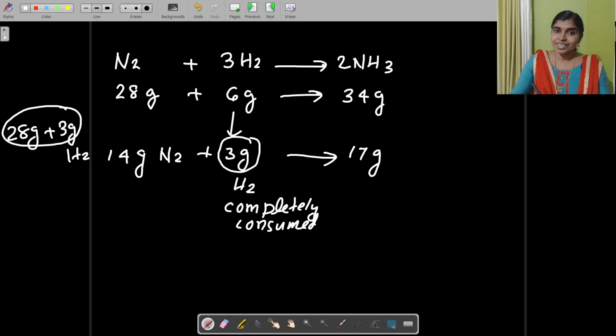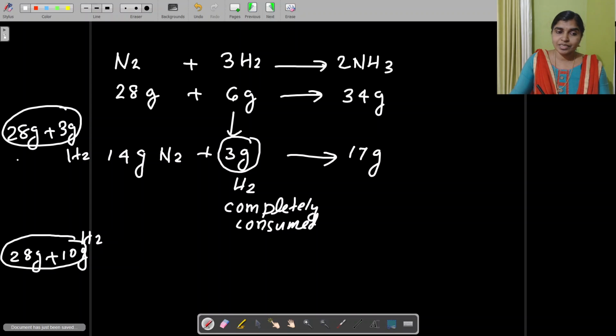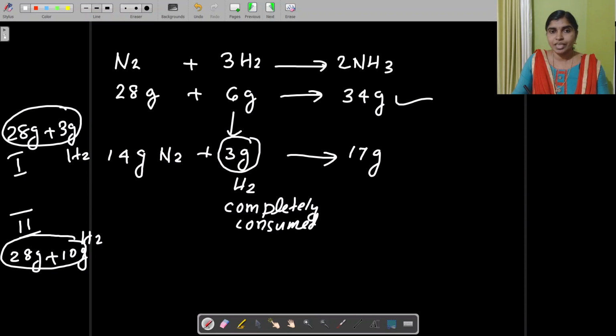So see another case, the second case, in which 28 gram of nitrogen combines with 10 gram of hydrogen. So a reaction mixture is given. This is the first case. See, this is the second case. In the second case, there is a reaction mixture which consists of 28 gram of nitrogen and 10 gram of hydrogen. What will happen? We know that according to the balanced equation, the 28 gram of nitrogen requires 6 grams only. So here there is 28 gram of nitrogen and there is an excess quantity of hydrogen, that is 10 grams.